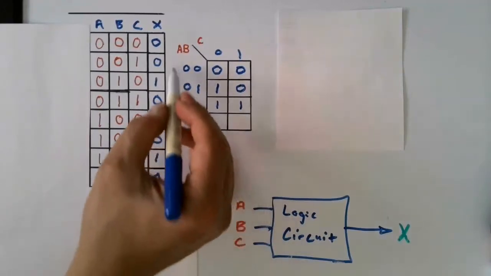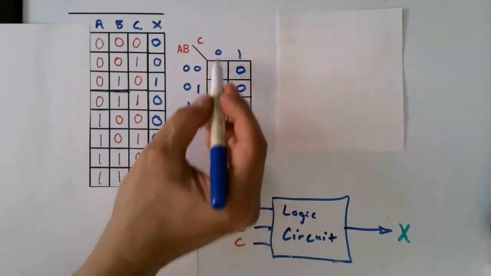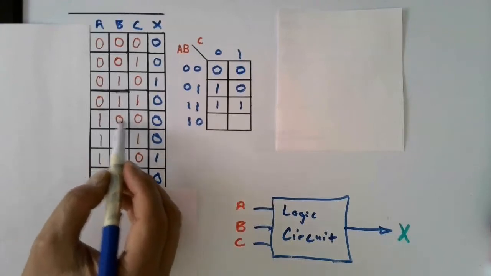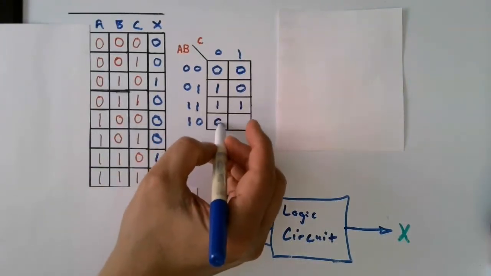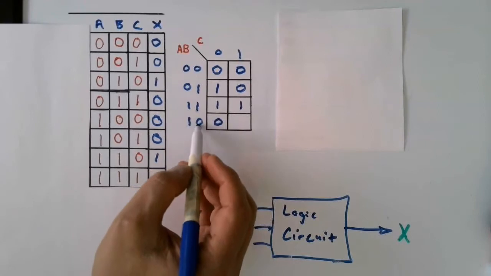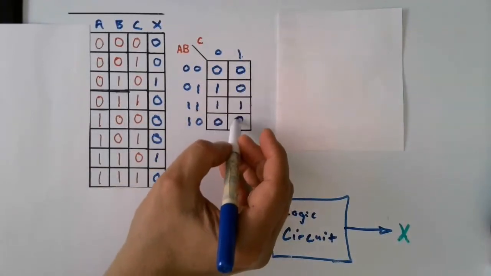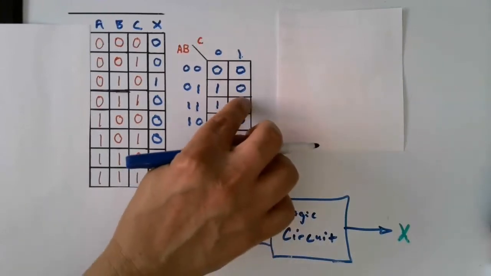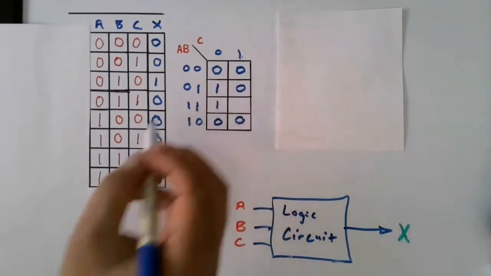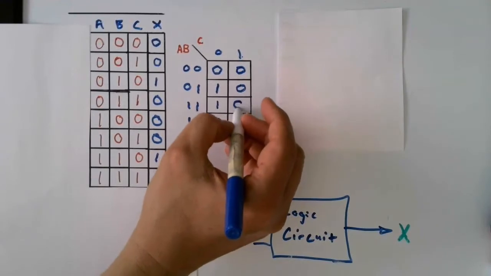And then we have A is 1, B is 0, C is 0. That's here. A, B, and C is 0. So that's a 0 there. And finally 1, 0, 1. That's located here. And we have a 0. Whoops, I wrote a 1 there. That should be a 0, right? 1, 1, 1 should be a 0, my bad.